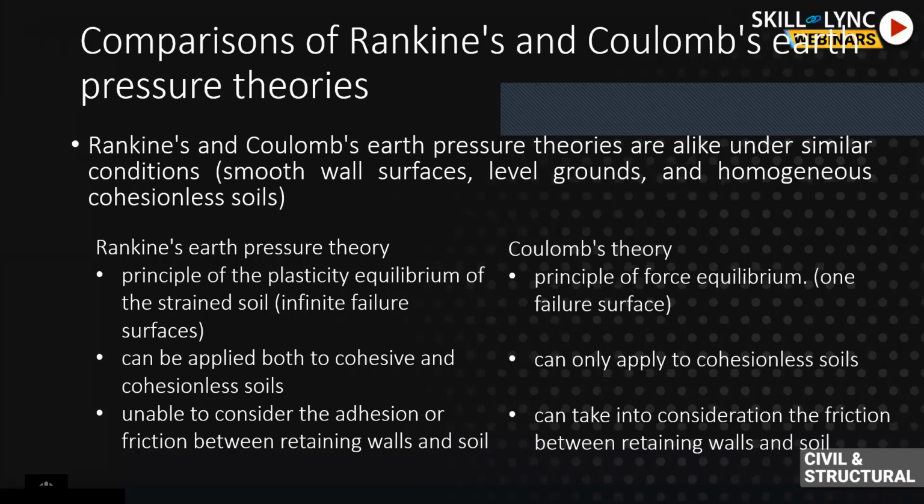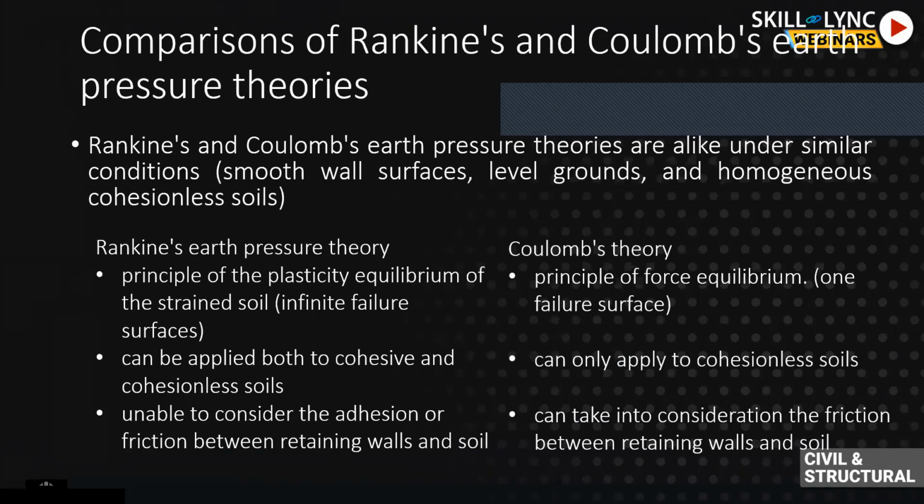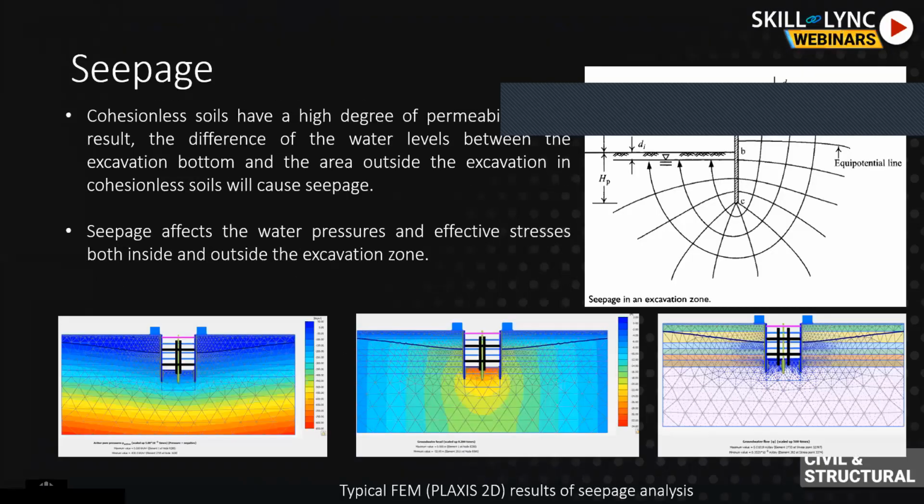Now, the principle of Rankine's earth pressure theory is based on the plasticity equilibrium of strained soil. That means failure surfaces are infinite, whereas Coulomb's earth pressure theory is based on force equilibrium. That means only one failure surface. I mean, the major difference is that Rankine's earth pressure theory is unable to consider the adhesion or friction between retaining walls, whereas Coulomb's theory does consider the friction between retaining walls. Now, seepage.